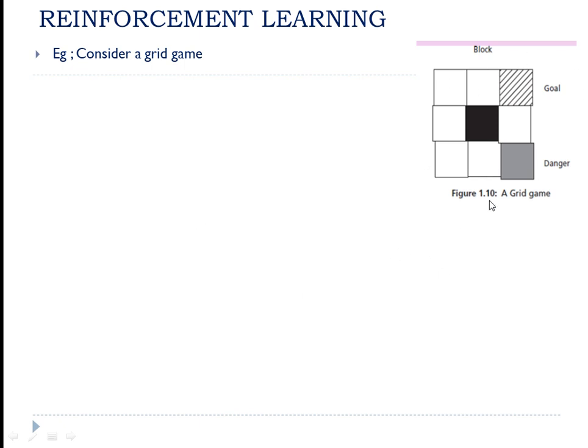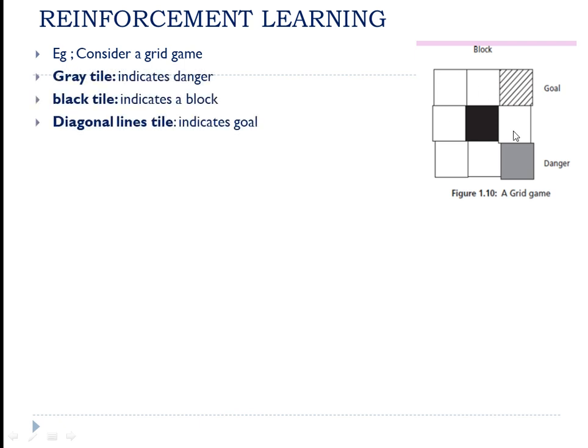Let's take this case. Suppose I am writing a program that should be able to play this game of grid. In this grid game, I have so many grids here. Whenever it comes across this gray box, it means it's a danger. The dashed lines are basically our goal. So the program has to reach the goal. It can go through these white blocks.